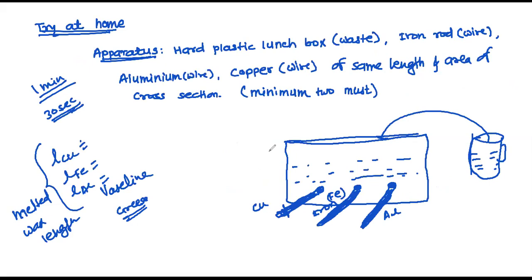It's very easy. Just 2 rods of the same length and same area of cross section. Clear? Any 2 rods of metal, you can cut them later to the same length and then insert them in that box so that it should not leak. Apply hot water and Vaseline or grease, and check how much it is melting, and find out that ratio. Clear? Okay. Let's move ahead.